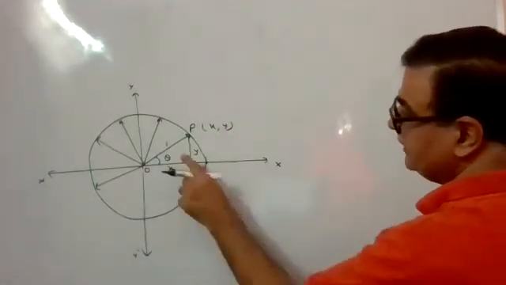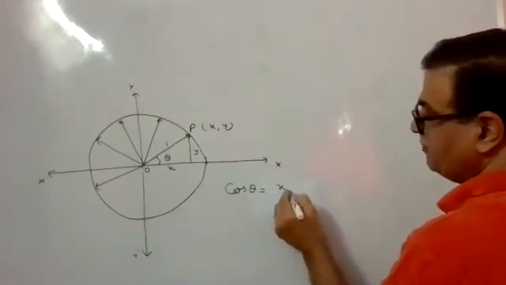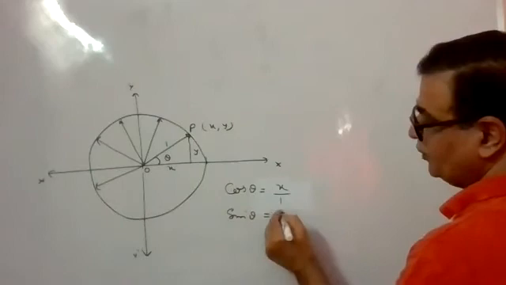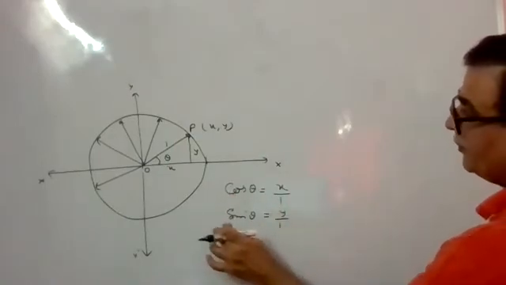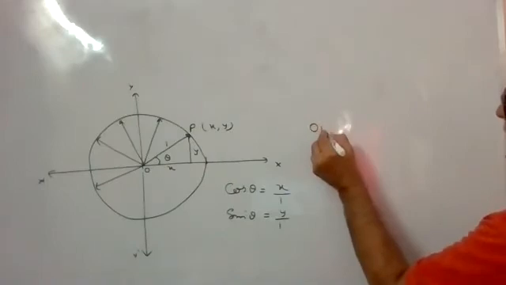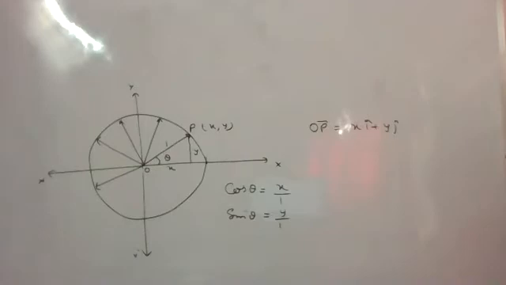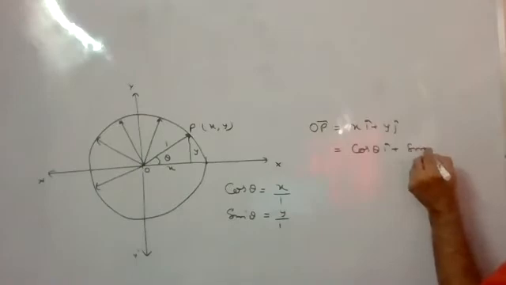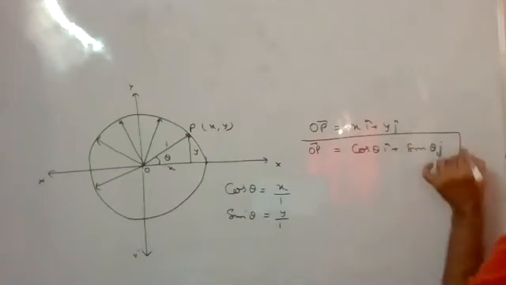If I take cos theta in this triangle, cos theta comes out to be base over hypotenuse. Same way, sin theta will be perpendicular by hypotenuse. That means x you can write as cos theta, y you can write as sin theta. What is your OP vector now? We have OP vector as xi plus yj, and that is cos theta i cap plus sin theta j cap. This is our OP vector.